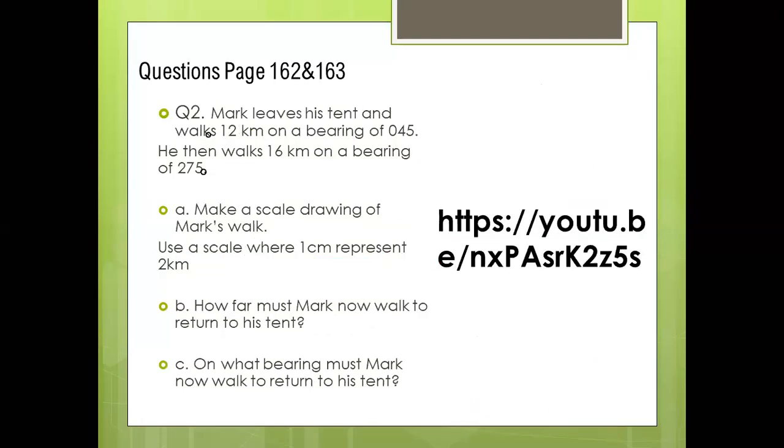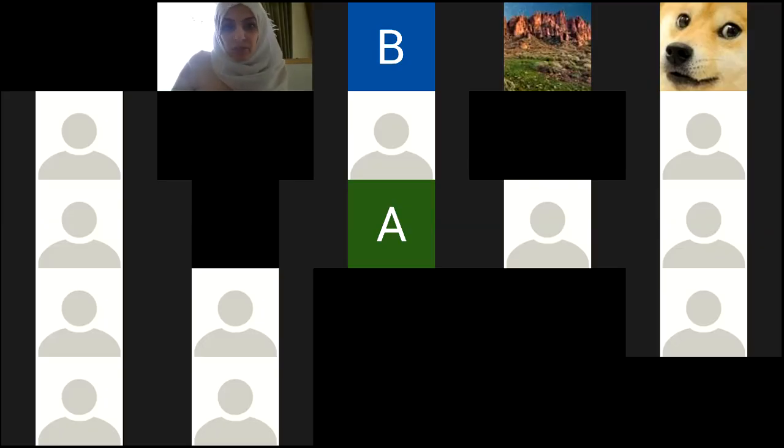The second question, of course, this is the link for the answers. It's the same videos that we will watch now. I will just send them to you so you can repeat them as much as you want, and you can check your answers for these questions from the presentations. Okay, this is question number 2. It says that Mark leaves his tent and walks 12 kilometers on a bearing of 045. He then walks 16 kilometers on a bearing of 275. They want you to make a scale drawing for Mark's walk. Use a scale of 1 centimeter representing 2 kilometers. So this is something very important, and I will share this video with you.